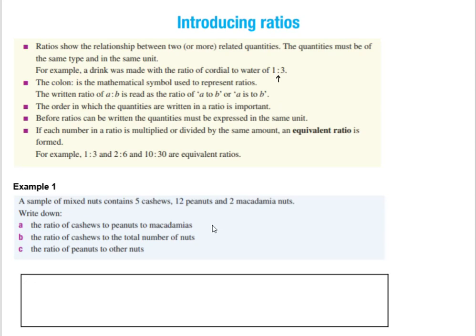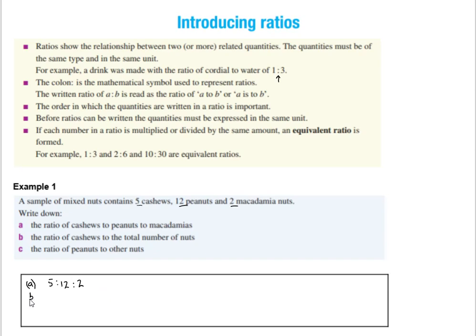Now, let's go to example 1 to see what we are doing here. It says a sample of mixed nuts contains 5 cashews, 12 peanuts, and 2 macadamia nuts. Write down the ratio of cashews to peanuts to macadamias. Well, the order is always important. So cashews is 5. And we write 5 to 12 to 2. It's as simple as that.